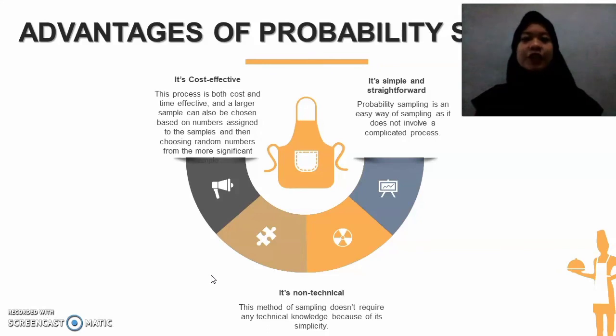The last one is non-technical. The method of sampling doesn't require any technical knowledge because of its simplicity. So probability sampling is the simplest sampling for the hypothesis.